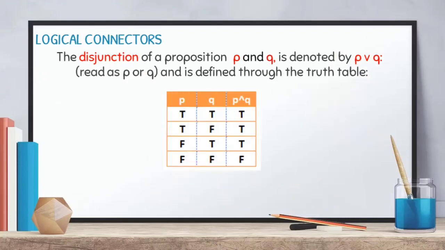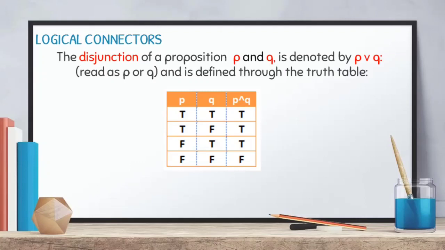This time we have the disjunction. The disjunction of propositions P and Q is denoted by P, V, Q. So our V here is like an inverted symbol of our conjunction. That is read as P or Q. Okay? And it is defined through our truth table.